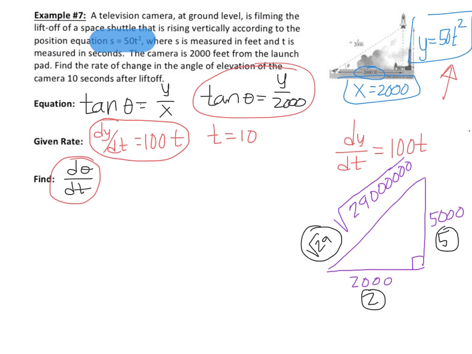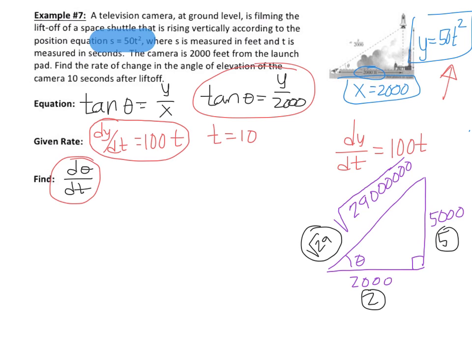A similar triangle to that, if I were to simplify by dividing through by 1,000, would be a 2, 5, radical 29 right triangle. So keep in mind this is theta. This is the relationship in the triangle that I'm dealing with for my rocket. That's going to come into play in just a second. Now we're going to get into the related rates piece. I am going to take my tangent theta equals y over 2,000 equation and take the derivative of it.